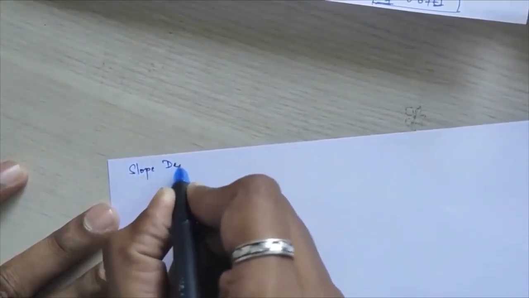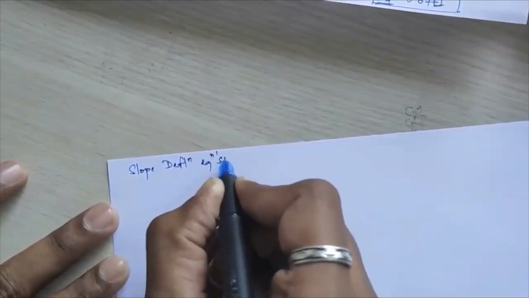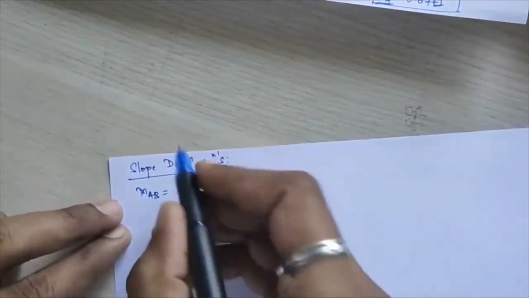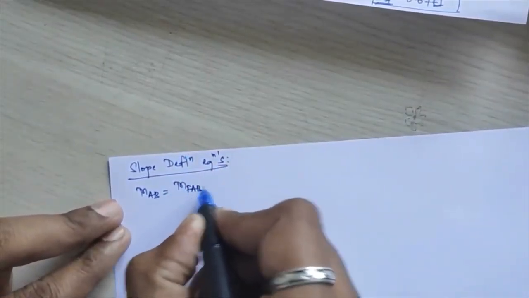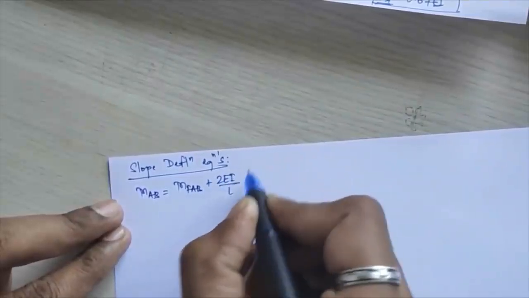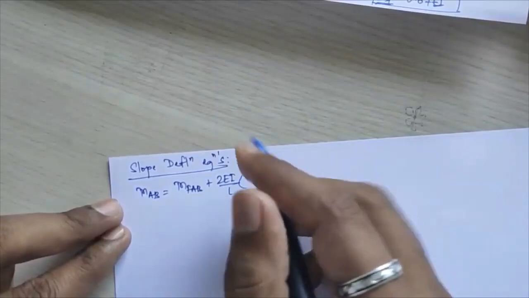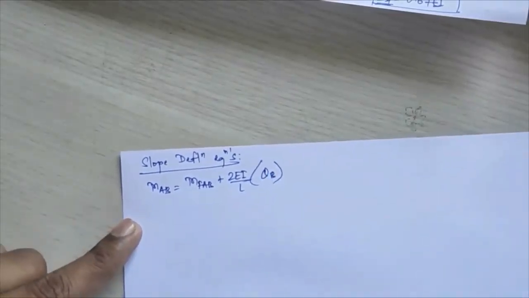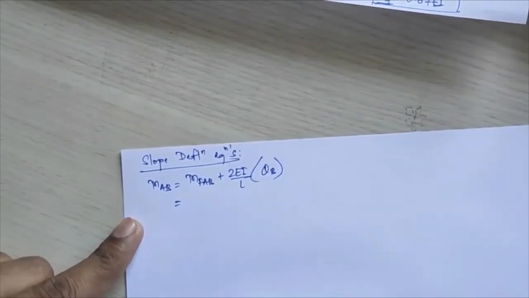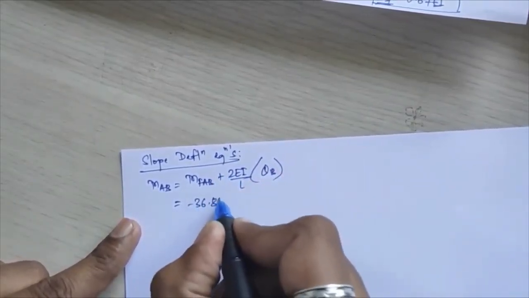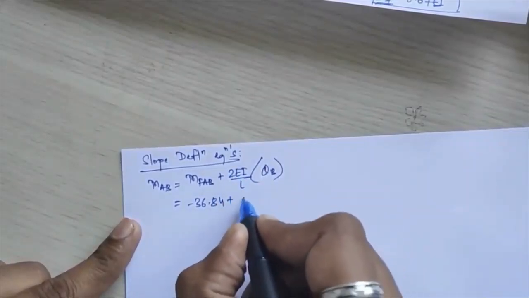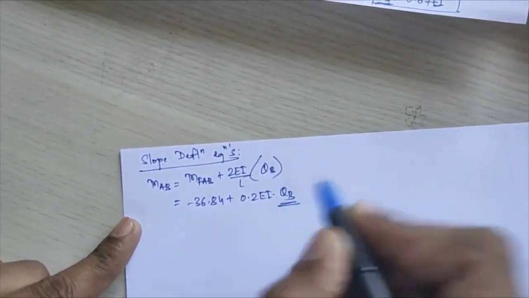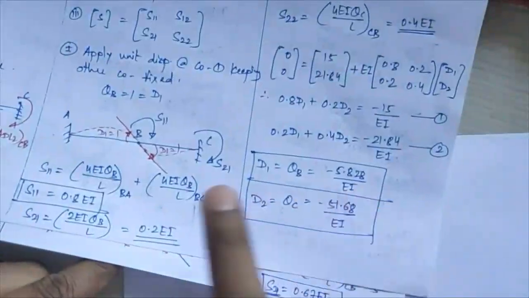In that, the first equation will be for MAB, that is equal to MFAB plus 2EI upon L into bracket theta A, but here A is fixed, so that will become 0. Just theta B will remain, and delta will again be 0. MFAB that we have calculated is minus 36.84 plus 2 upon length, which is 10, so this will become 0.2 EI into theta B. Substitute the value of theta B over here, that is minus 5.828.